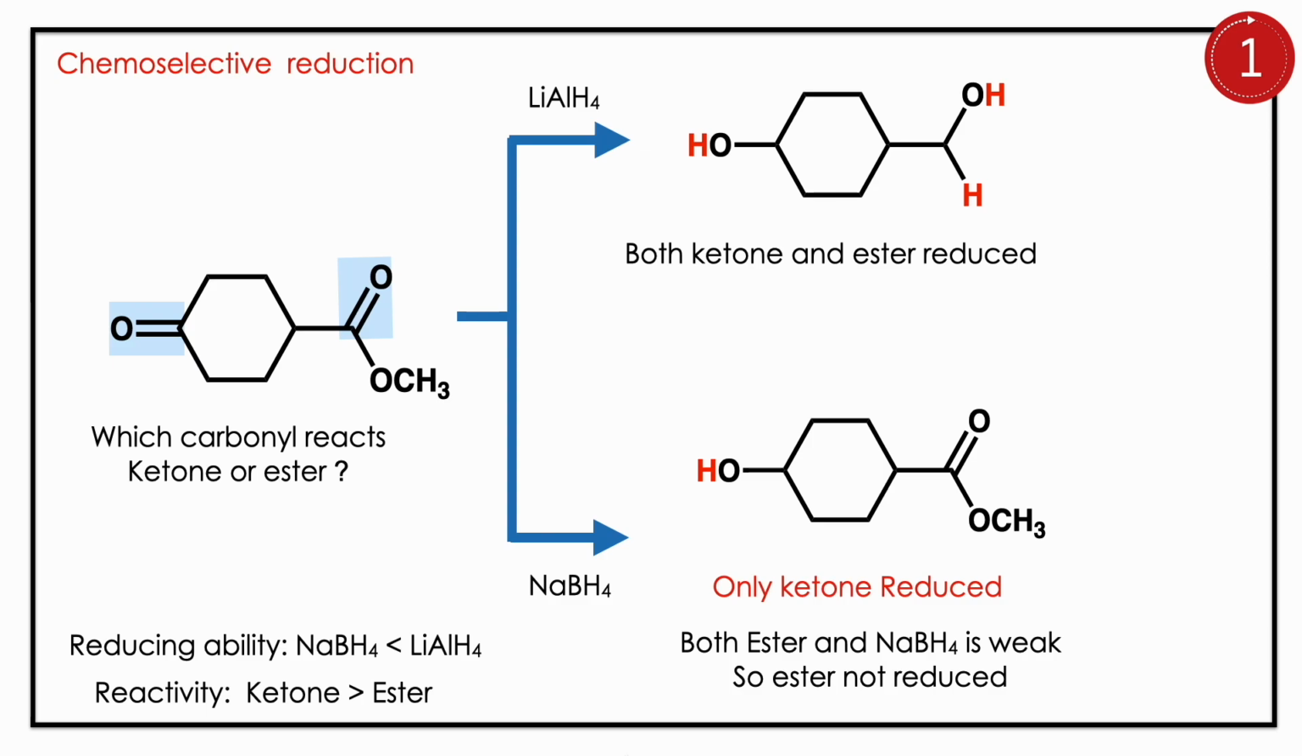The concept you have to learn here is chemoselective reduction. Even though you have two carbonyls, sodium borohydride selectively reduces the carbonyl which is the ketone, due to its reducing ability.